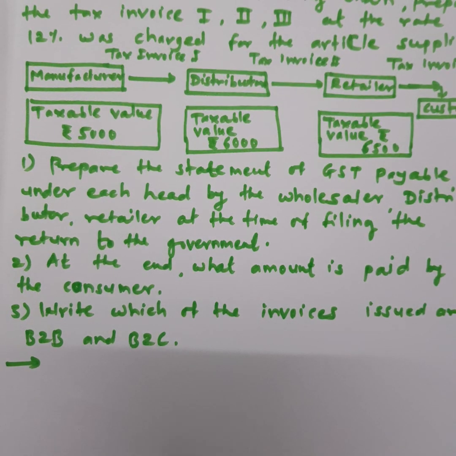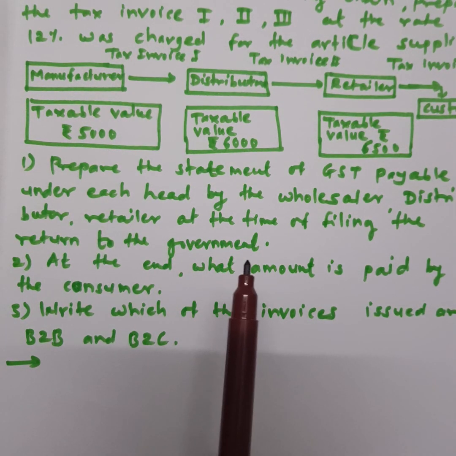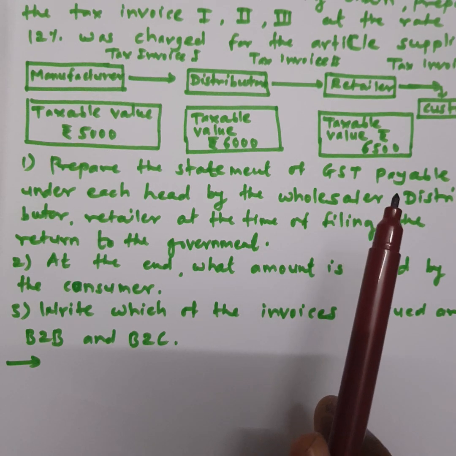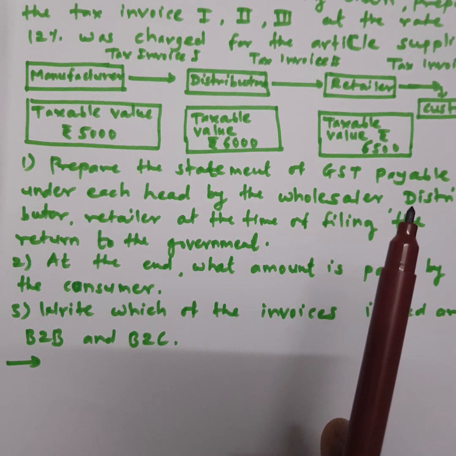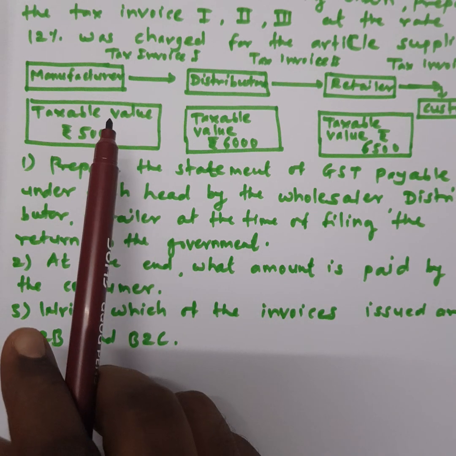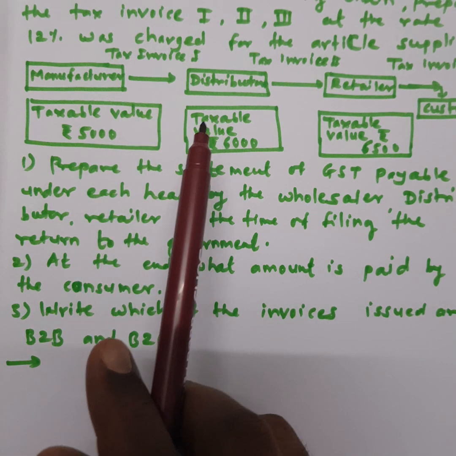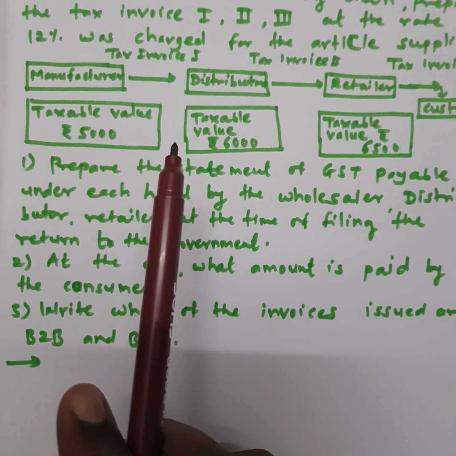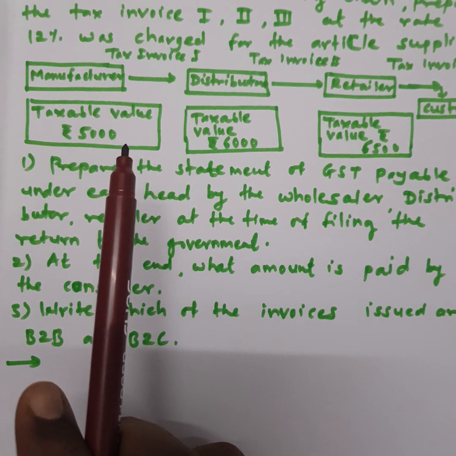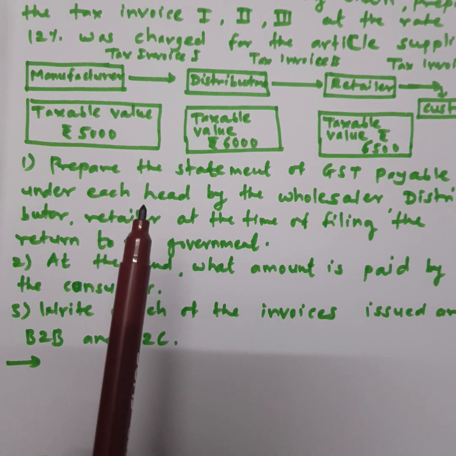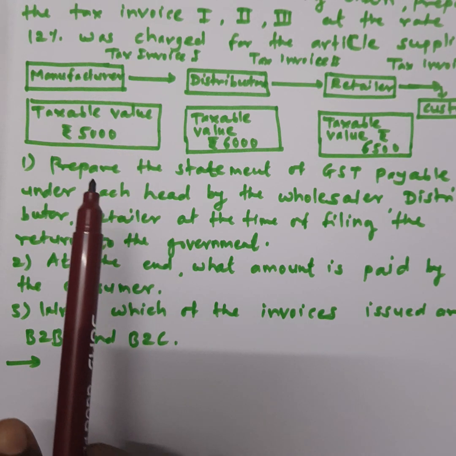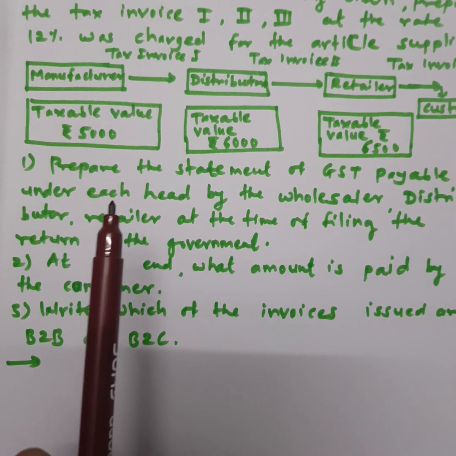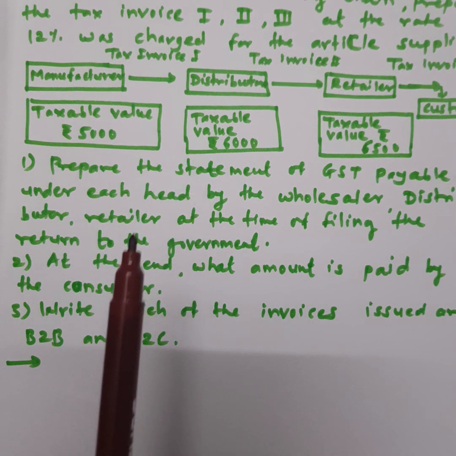Here there are three financial transactions that take place till the article reaches the consumer. Manufacturer sold the article to distributor for rupees 5,000. The taxable value here is 5,000 rupees and rate of GST is 12%. Therefore, it will be output tax for manufacturer or input tax for distributor.